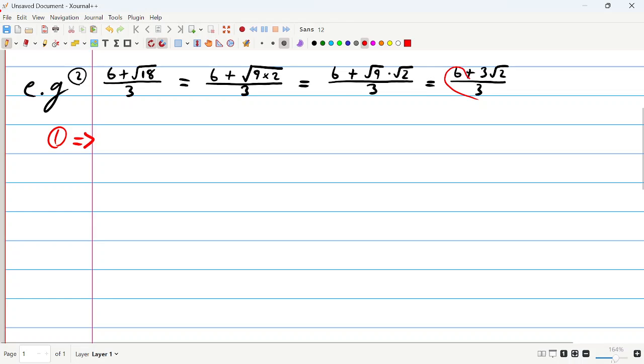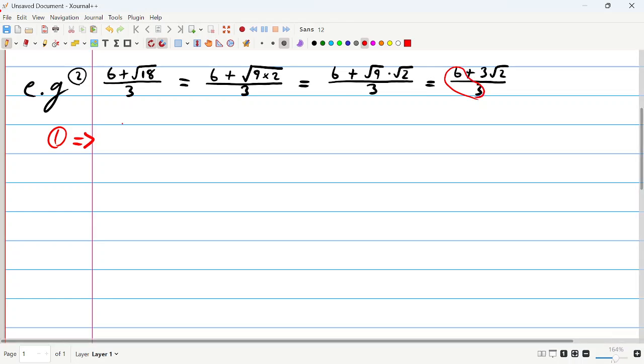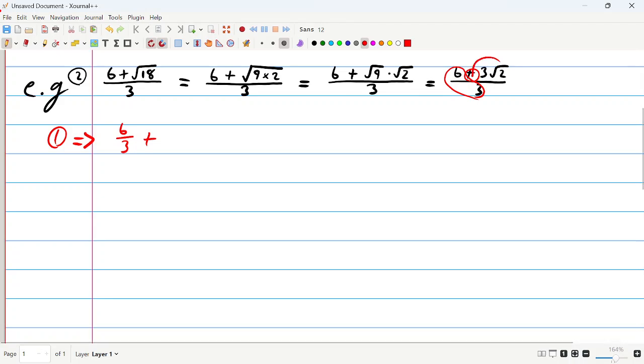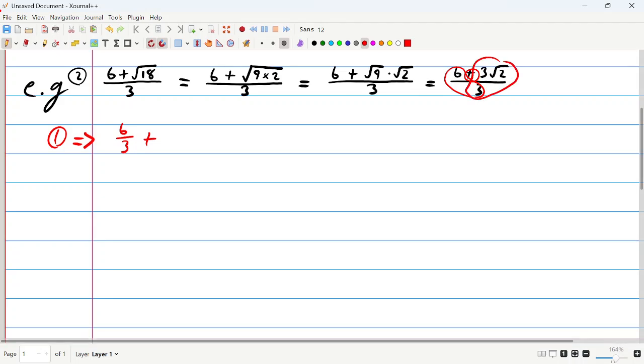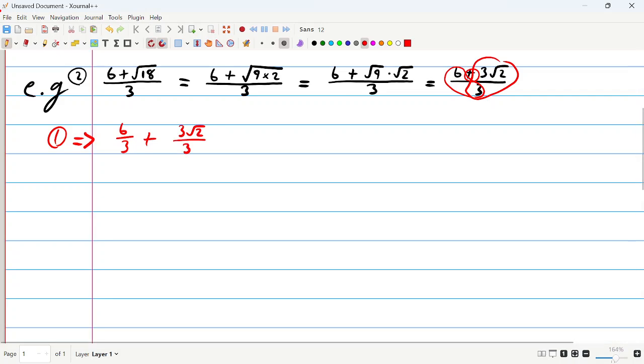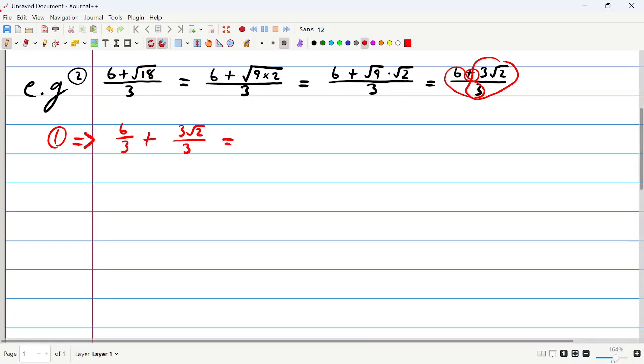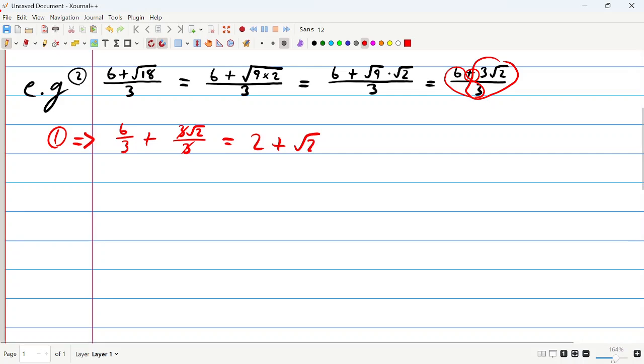We take the first term and divide it by the denominator, so 6 divided by 3, and then separate it by the sign that we have, which is plus, and then we take the second term and divide it by what we have in the denominator. So it's 3 multiplied by root 2 divided by 3, which simplifies: 6 over 3 is 2, plus 3 cancels, so we're left with root 2.